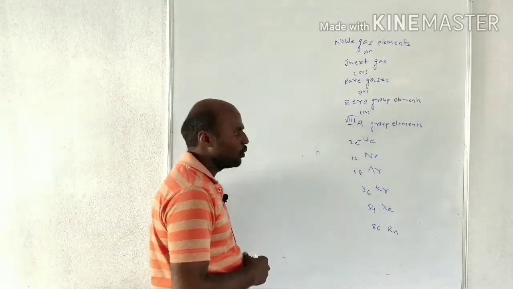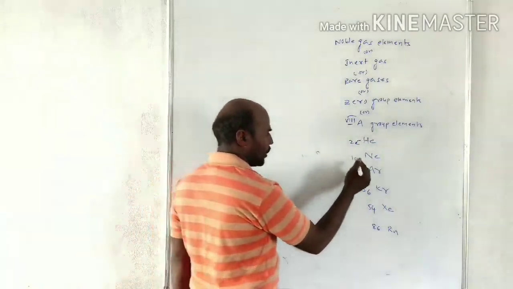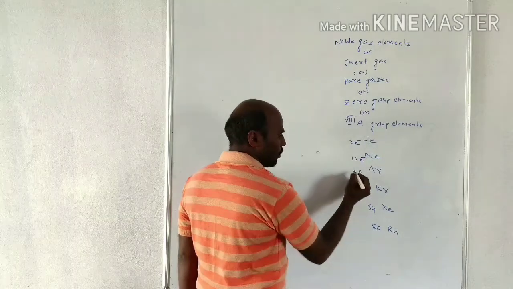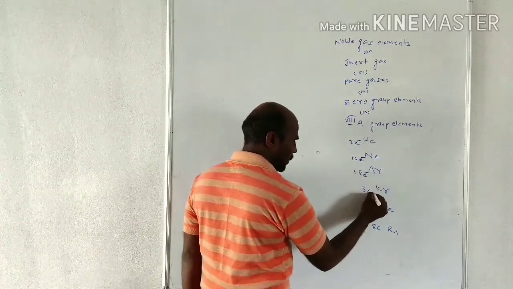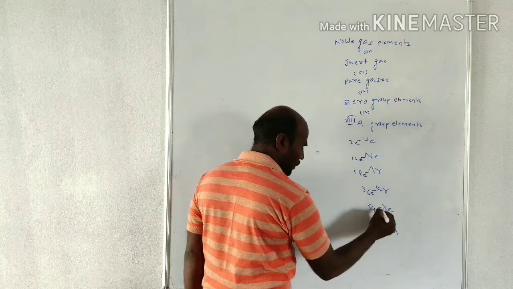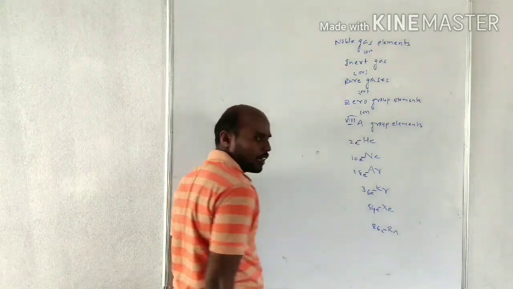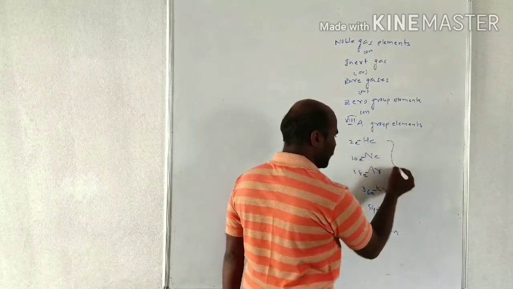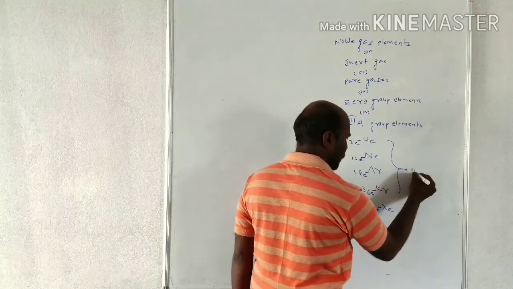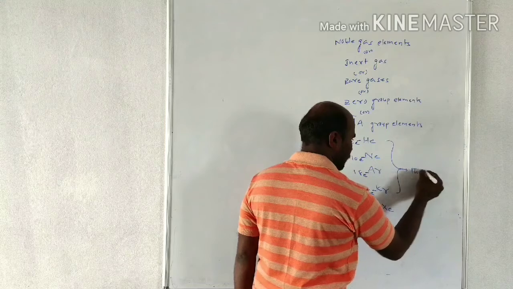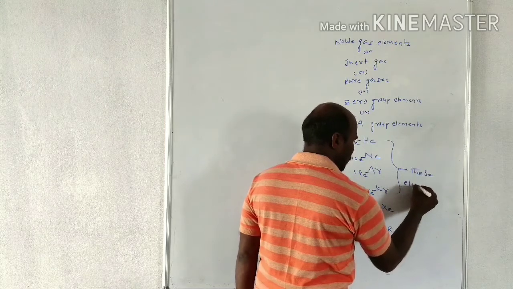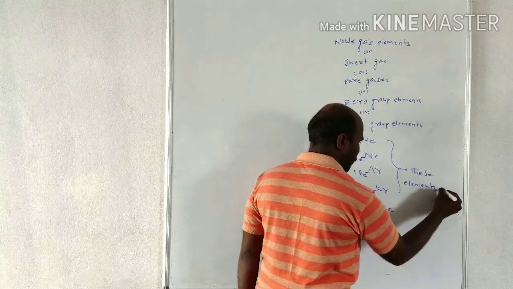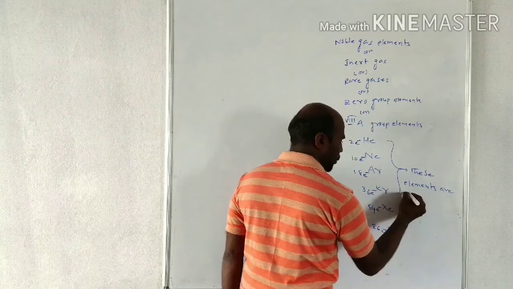Atomic number 2, so 2 electrons are present. Atomic number 10, so 10 electrons are present. So here 18 electrons, here 36 electrons, here 54 electrons, here 86 electrons. These elements are highly stable elements.